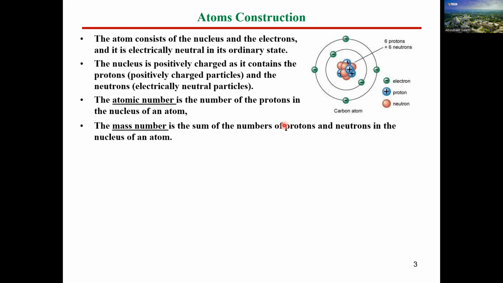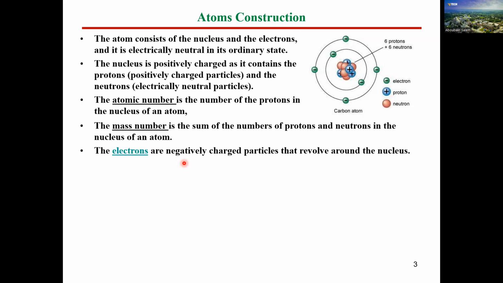We have another number. So we are just reviewing together the basics of atoms and materials. The mass number is the sum of the numbers of protons and neutrons in the nucleus of an atom. So summing the numbers of protons and neutrons inside a nucleus is called the mass number. The mass number is for sure higher than the atomic number for any material.